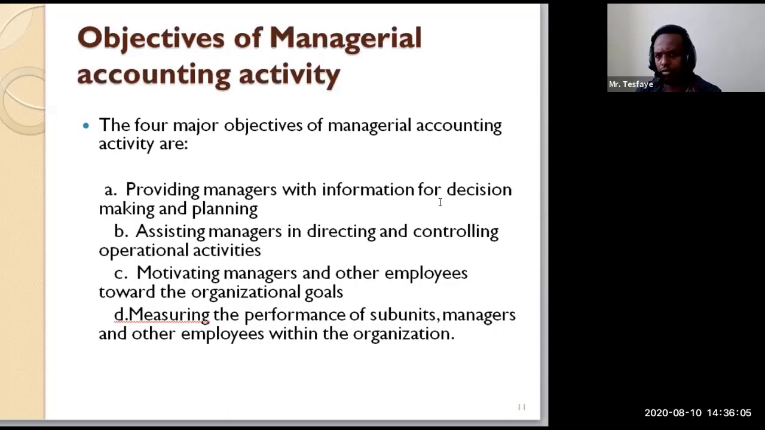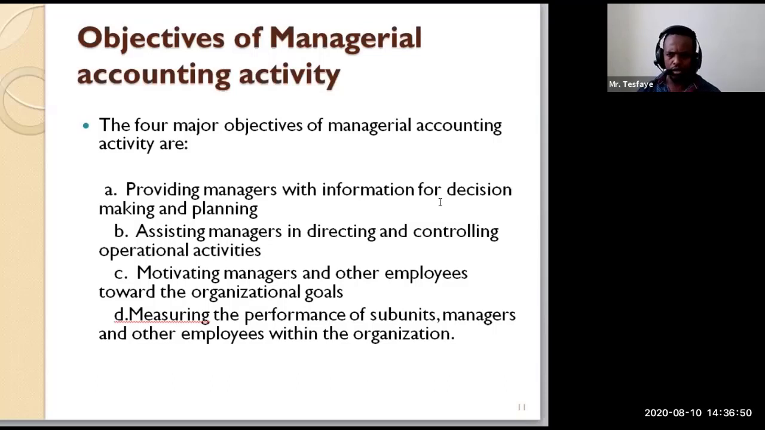So we have four managerial accounting objectives. The first one is providing managers with information for decision making and planning. So it will assist them in making these decisions. The second one is it assists management in directing and controlling operational activities. So the information provided by management accounting will assist the management team in directing, controlling, and operating activities.